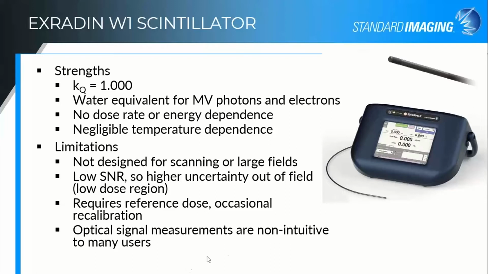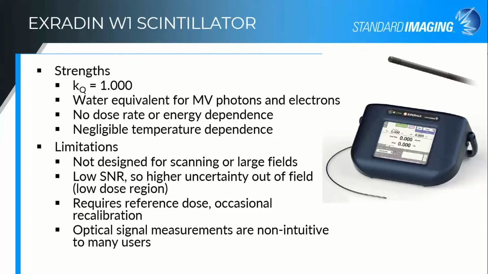Limitations of the W1 are that it was not designed for scanning or for large fields. This was a first generation device and was designed for point measurements only. So it works with a 2-channel electrometer like our Supermax in order to do that 2-color correction for the Cherenkov light. It is a low signal device, so it has a low signal to noise ratio as well.